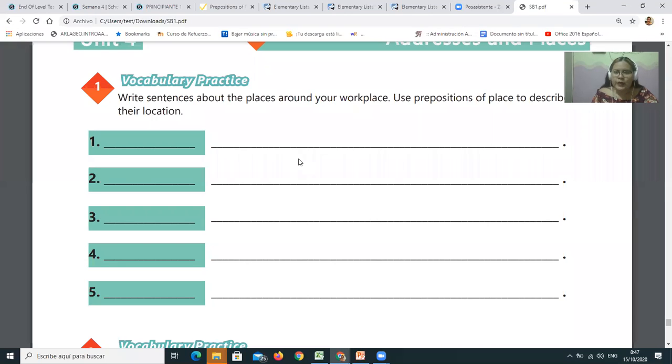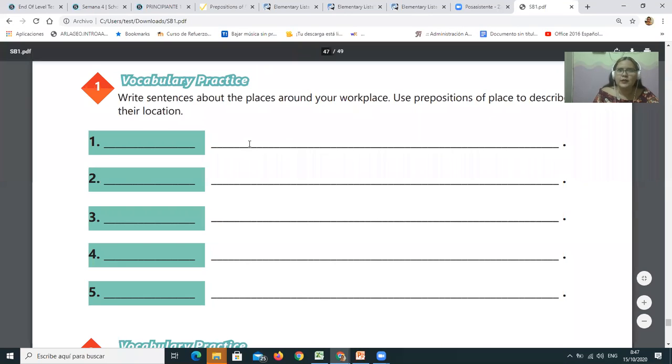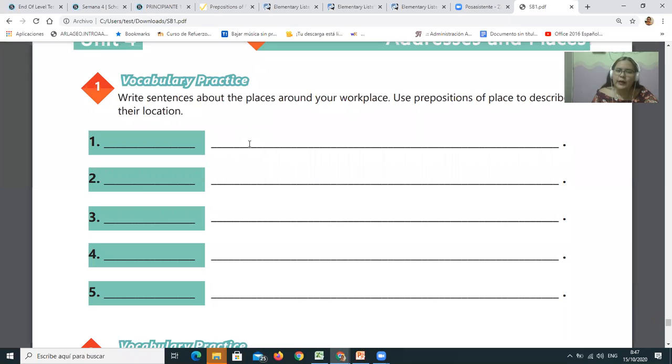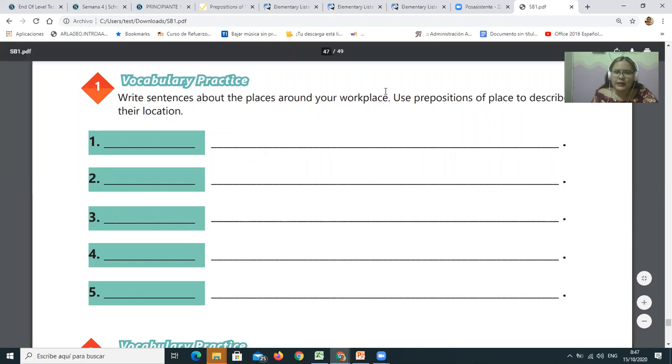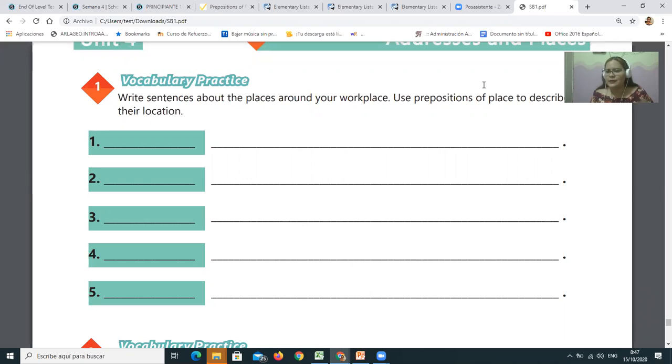For example, in front of my building, there is an ice cream shop. Or opposite my building, there is a bank. So you have to describe different places around your workplace. Try to use prepositions of place and there is and there are. Let's do it, please. You can share in the chat your sentences.